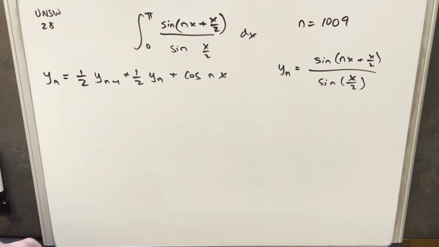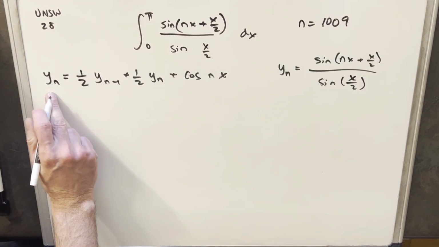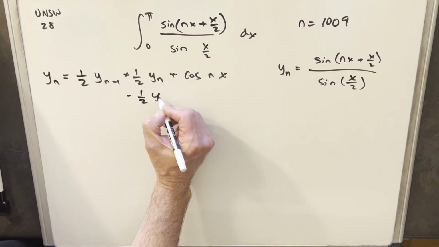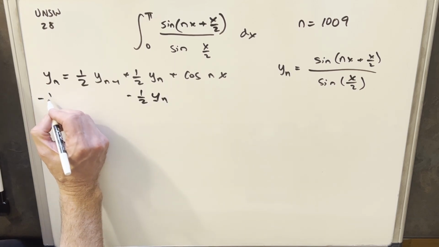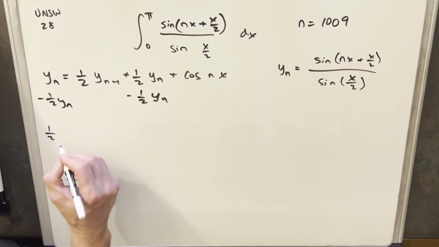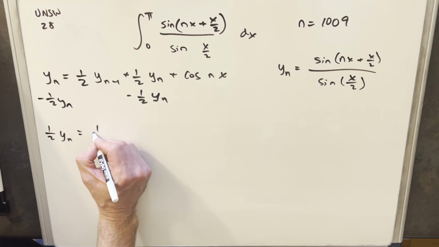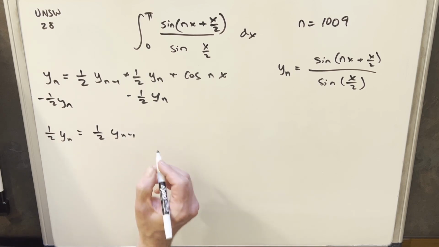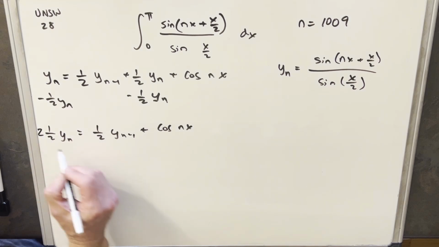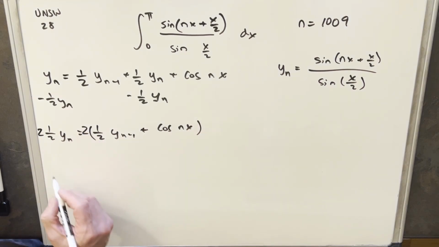Okay, now this is some good progress, but what I want to do now is, because we have a y sub n term on both sides, let's actually just subtract a half y sub n on both sides. Then on the left side we're going to have half y sub n equals half y sub n minus 1. But then just one more thing, I'm going to multiply both sides by 2 just to clean it up a little bit.